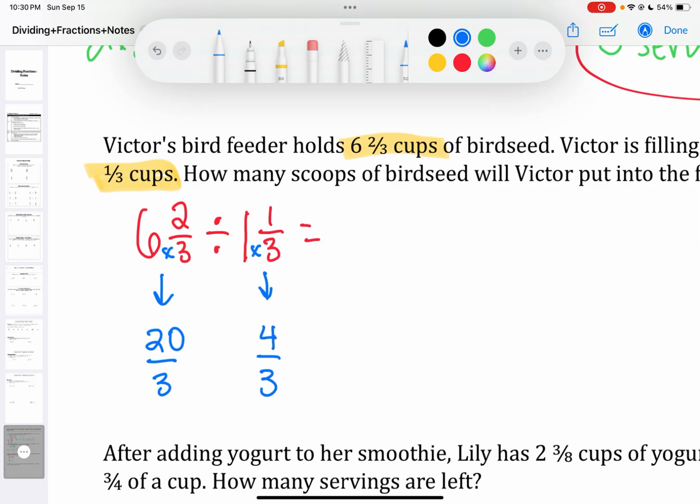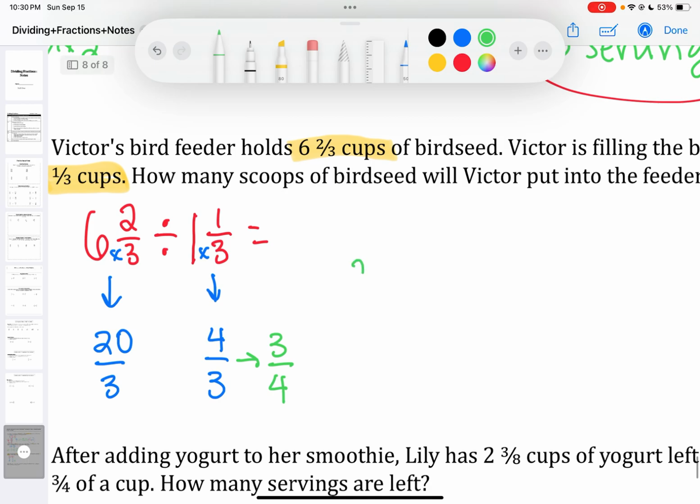Now, before I can multiply these together, I need to get the reciprocal of this fraction. So the reciprocal of 4/3 is 3/4. Now I can rewrite this as 20/3 times 3/4. And I'm going to multiply straight across like normal. 20 times 3 is 60. 3 times 4 is 12.